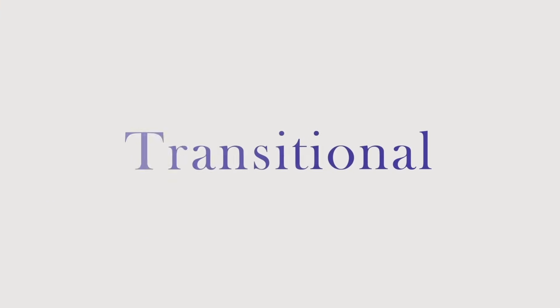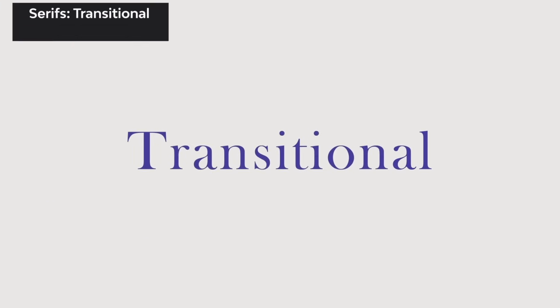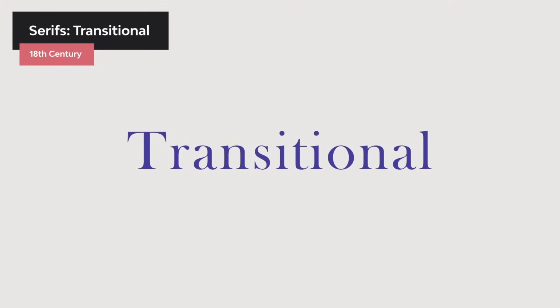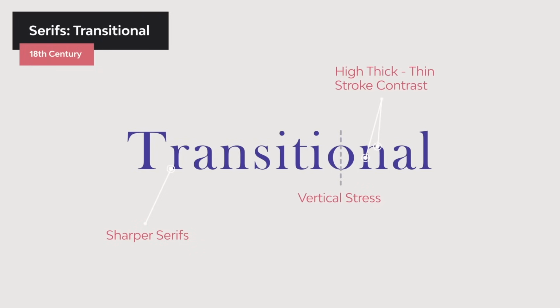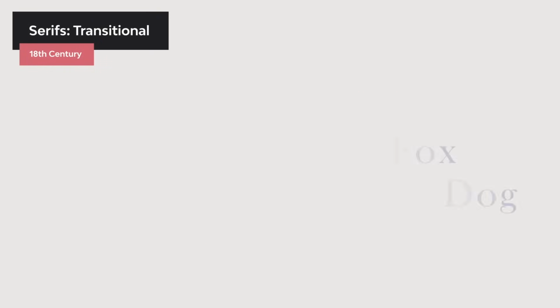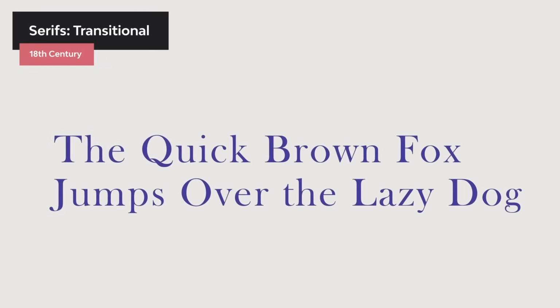Next, we have transitional. These fonts came into the picture in the 18th century. They were a transition between the old style fonts and the modern style. Since printing processes became more refined, it allowed for finer details on the fonts. A few of the characteristics are sharper serifs, near if not completely vertical stress, higher contrast between thick and thin strokes. Baskerville is a perfect example of a transitional font.